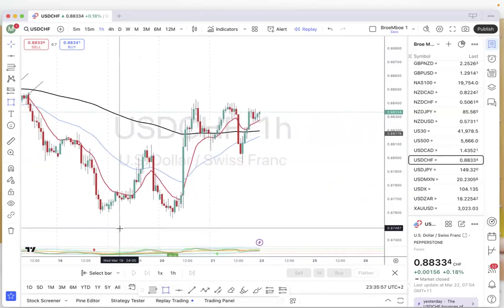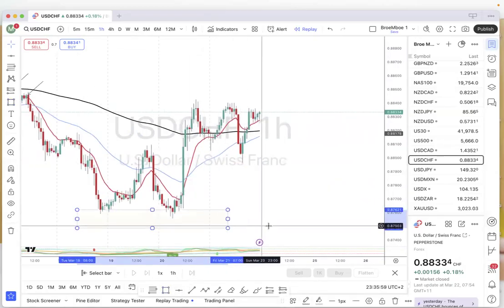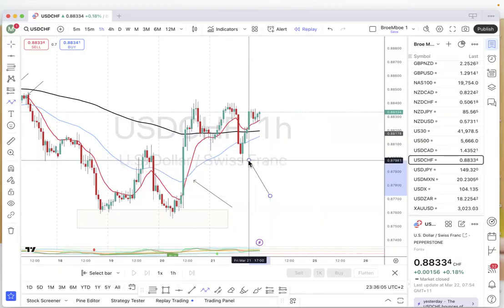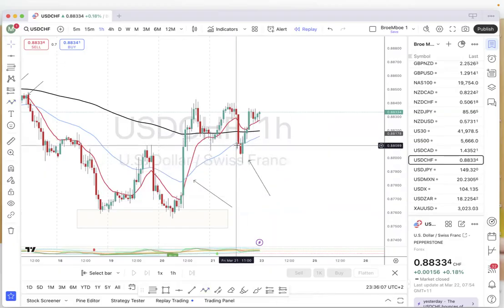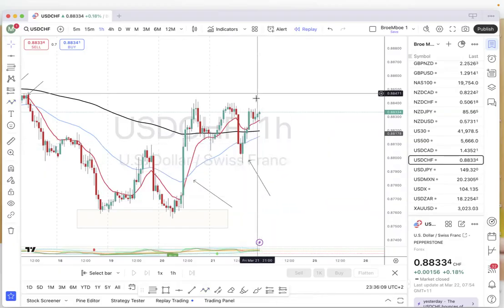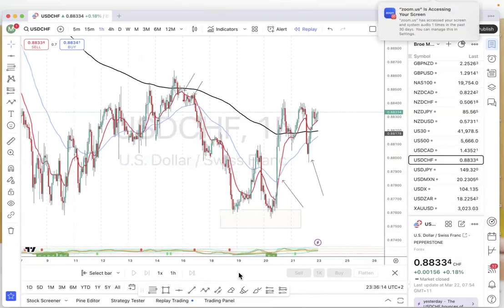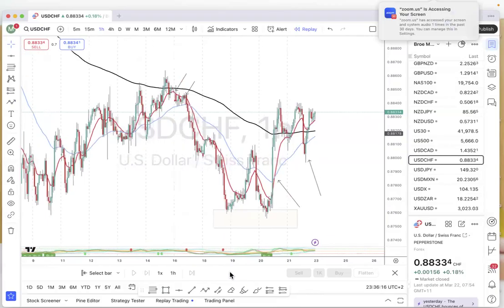Now, look at this one. USD CHF. There. That's H1, right? So on Friday, you could have just taken a buy there and up you go. You make a few pips before the market closes. That's what you could have done.